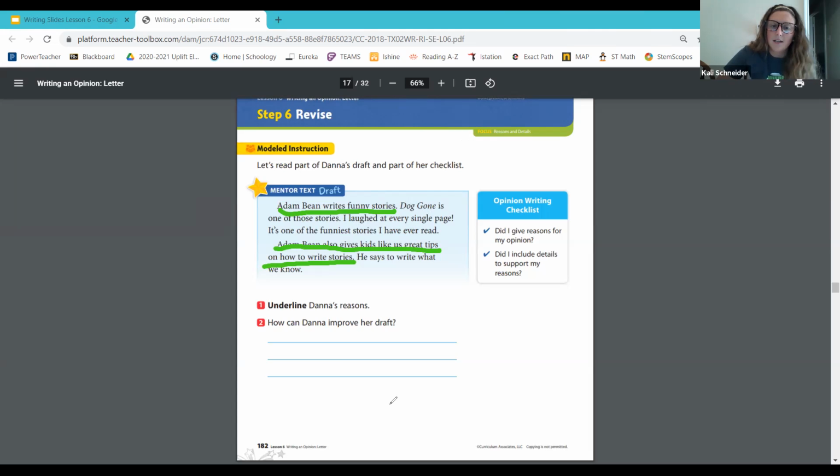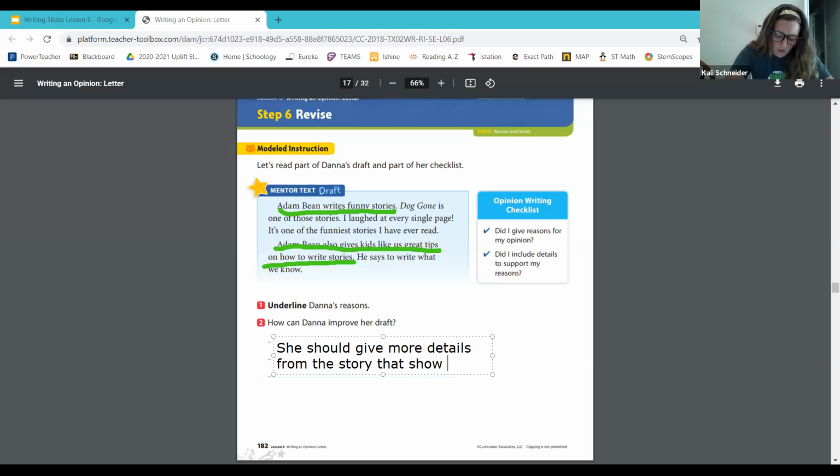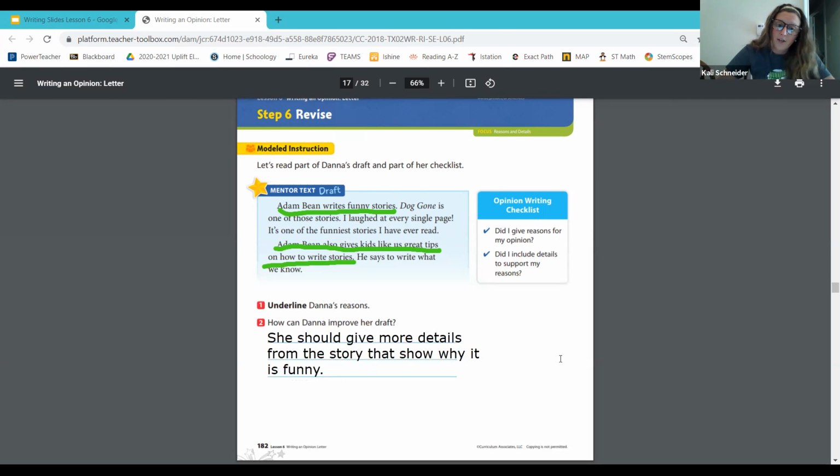So I think that Dana could help improve her writing by giving more details. So she should give more details from the story that show why it is funny. We want proof and evidence, right? We want facts. So tell me something that is funny from the stories so that we can laugh too or want to read it as well. So that is the reason that I would give and the feedback that I would give Dana.